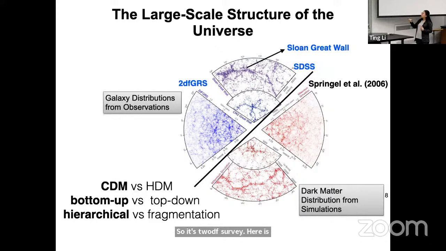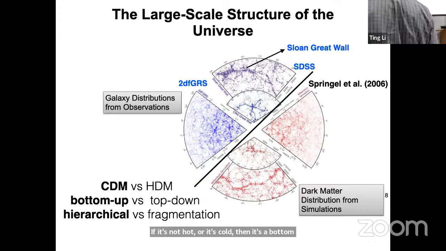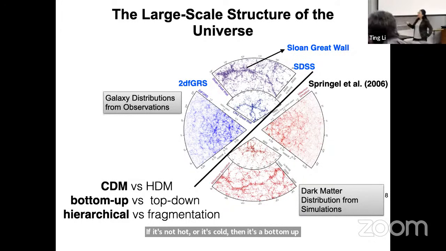So you can see the structure in our universe, these kind of filamentary structures, these are from observation. And the bottom and the right panel are coming from simulations. And that's assuming that the dark matter is not hot. So if it's hot, then you can think of the structure formation, the galaxy formation, as top down. It forms the big thing first and then gets fragmented into small pieces. If it's not hot, or it's cold, then it's a bottom-up model, where small things form first and then grow into big ones and have these kind of formations.